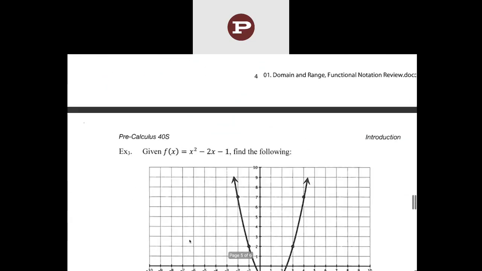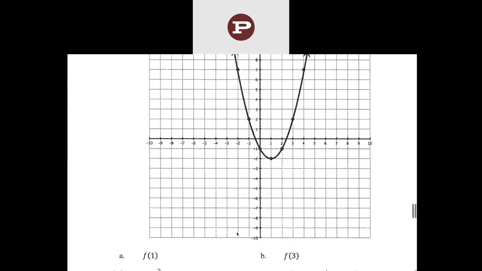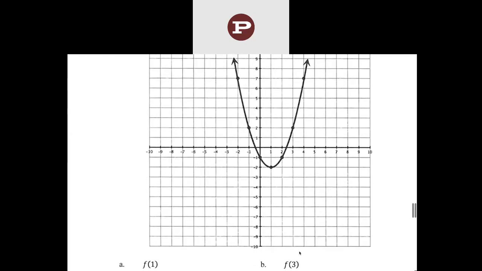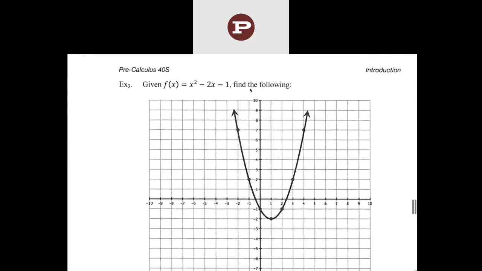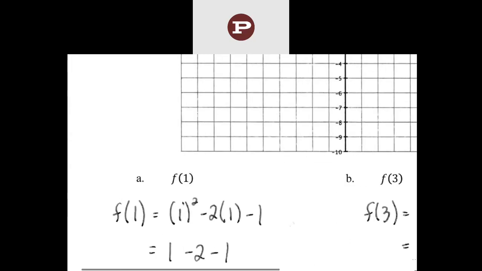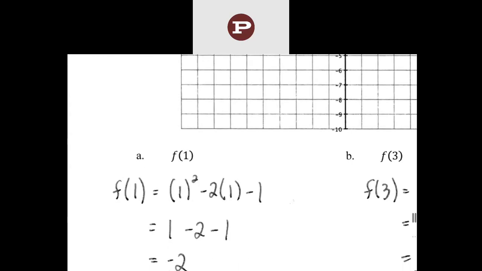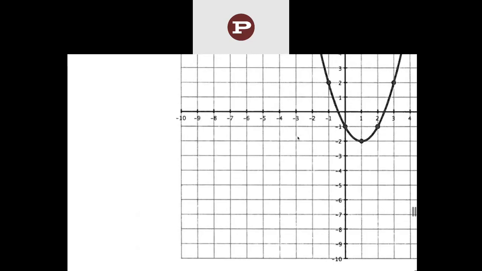If f of x is given as this, there's the graph. It's drawn for you. You don't have to draw it yourself. They want you to find these points. So I could plug it in fully. All right, so I plug it in. I get 1 as an example. f of 1 is 1 squared minus 2 times 1 minus 1. Watch your brackets. If you're squaring a negative, those types of things, be careful. You get negative 2.